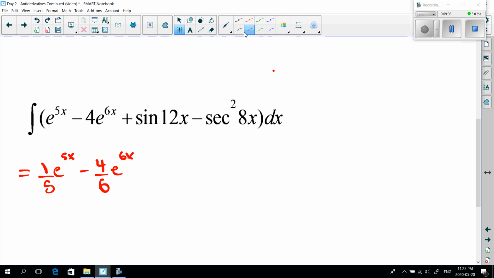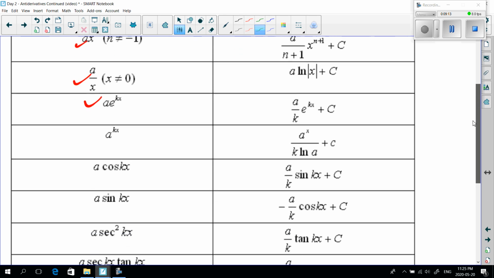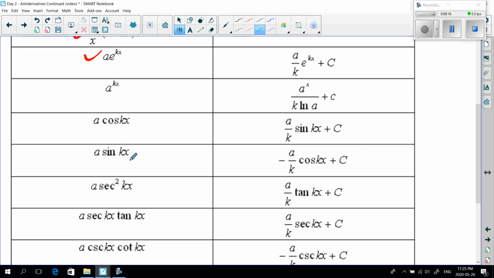Now let's look at this guy. Sine 12x. If I go back, sine 12x. So I'm looking down the left-hand column for something that has sine in it. So a sine kx gives negative a over k cos kx. So I need to use this rule right here. Okay, so let's have a look at that. I'll just copy that and bring it over to the next page. Where's my document camera? All right.